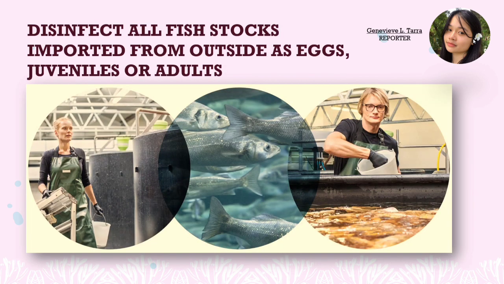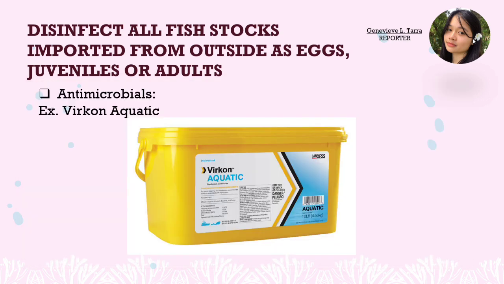Next is to disinfect all fish stocks imported from outside as eggs, juveniles, or adults. Antimicrobials are used in fish farming to control bacterial diseases, ectoparasites, fungal outbreaks, as well as to improve poor water quality, sterilize eggs and equipment, and control aquatic weeds and free-living mollusks. One example of a disinfectant used is Virkon Aquatic.